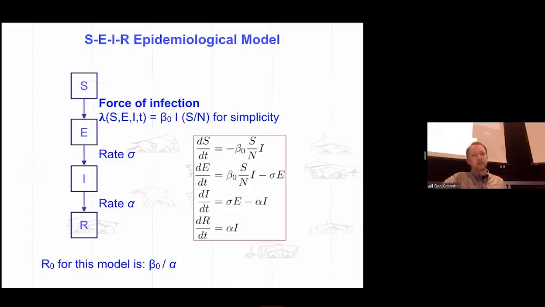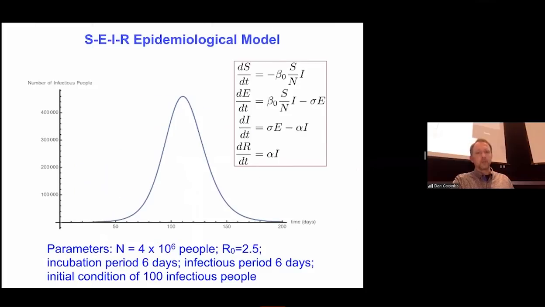That's a nonlinear term. And then the exposed move on, as I said before, to the infected class at some rate sigma, and then they recover at some rate alpha and join a removed class. And the Rnaught for this model is exactly what I said before, which is beta 0 over alpha. So the transmissibility divided by the rate of recovery. Okay, and if you run this model, then you get a big scary prediction.